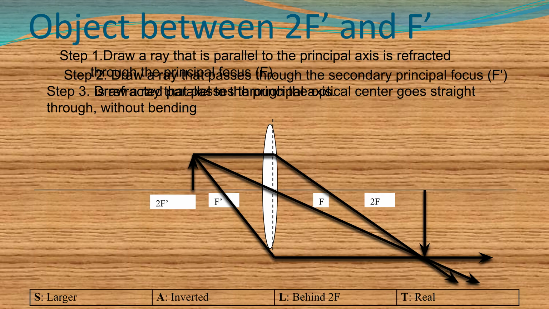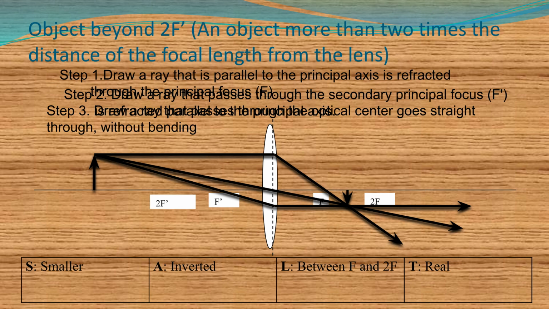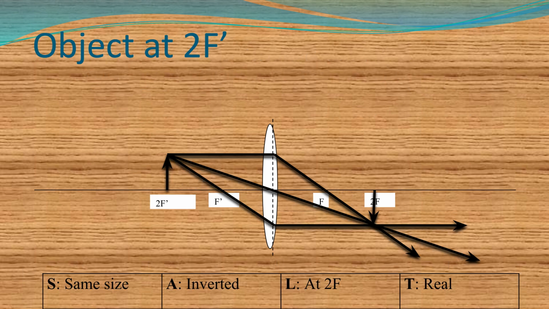When the object is between 2F' and F', the image is larger, inverted, behind 2F, and real. When the object is beyond 2F', the resulting image is smaller, inverted, located between F and 2F, and is real. The three steps for drawing the rays remain the same. If the object is placed precisely at 2F', the image formed is the same size as the object, inverted, located at 2F, and real. The three key rays are still used to locate the image.